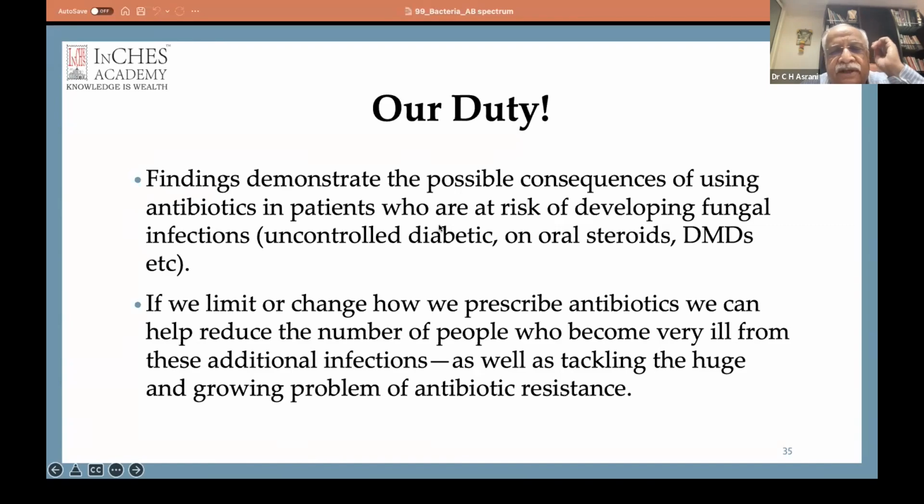Should we use second-line TB drugs for general resistance to disease, as it would be catastrophic? No, we should not use them unless we have a culture done, unless we have a GeneXpert telling us there is a resistance to rifampicin.